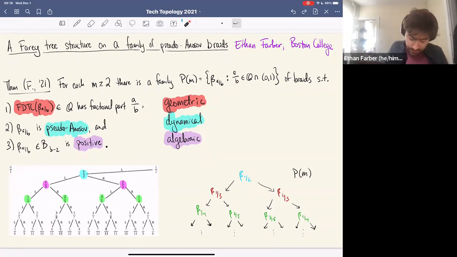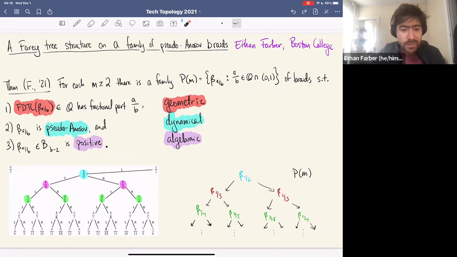Each of these braids is also pseudo-Anosov, a dynamical characteristic. And each of these braids is moreover positive, which is an algebraic characteristic. One thing this is saying is that through these families P of m, I can produce infinitely many braids which are positive and pseudo-Anosov and have whatever fractional Dehn twist coefficient one would like.